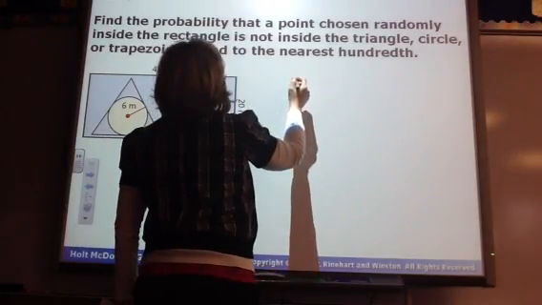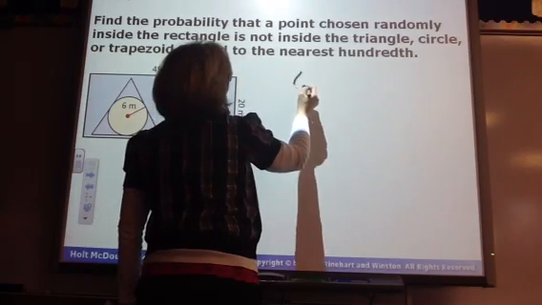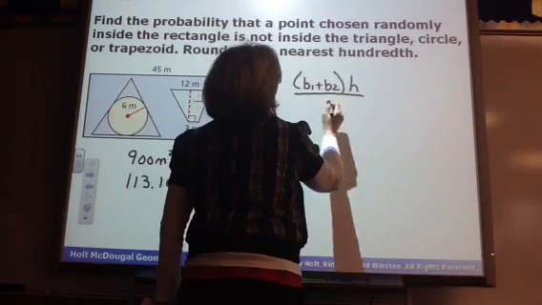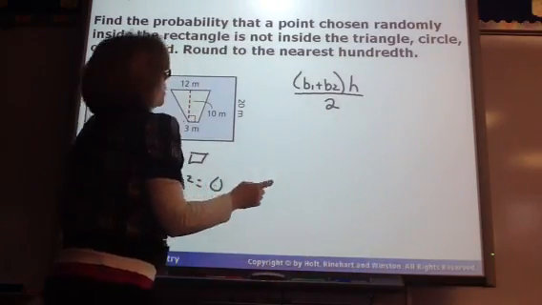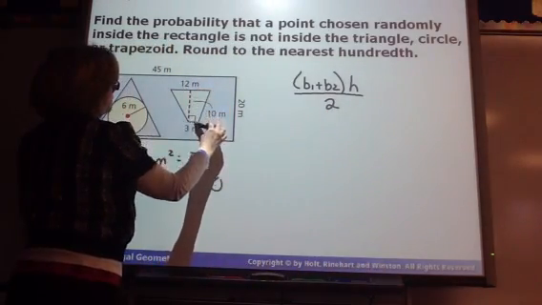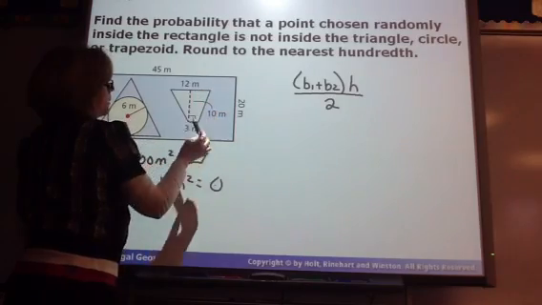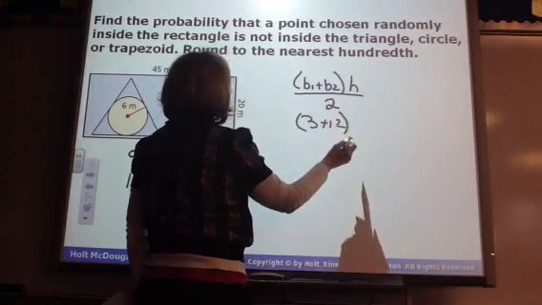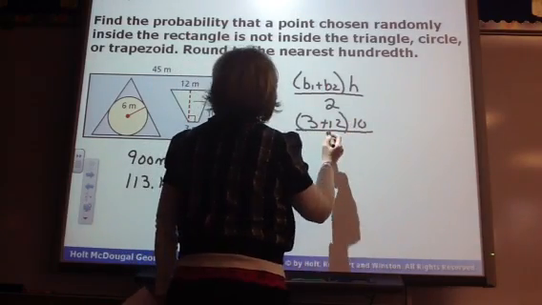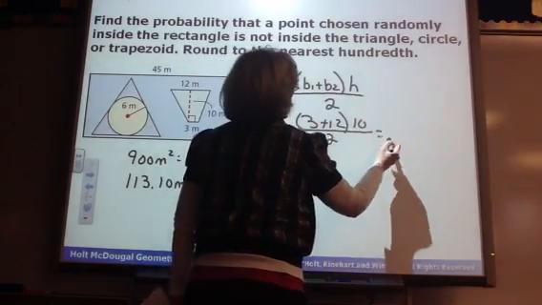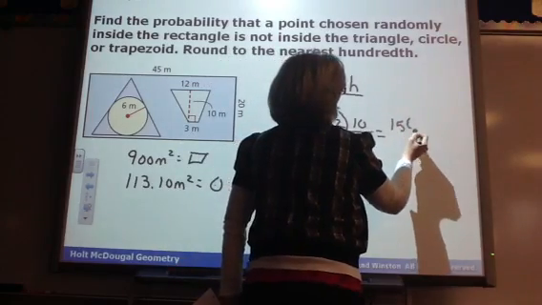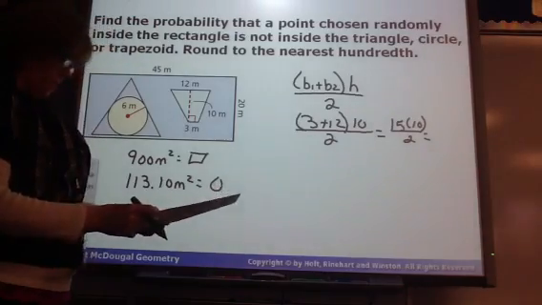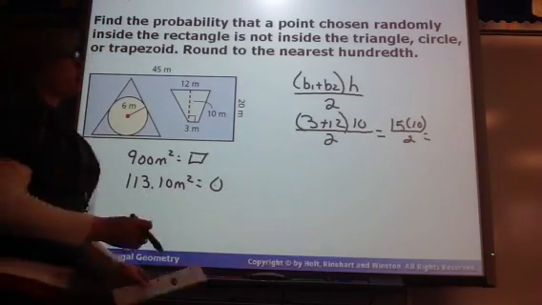So let's see. Our trapezoid is your sum of your two bases times your height divided by 2. Your bases are the parallel sides. Your height has to be perpendicular to your bases, so our bases are 3 and 12. Our height is 10, and divide that by 2. So trapezoid is 75.